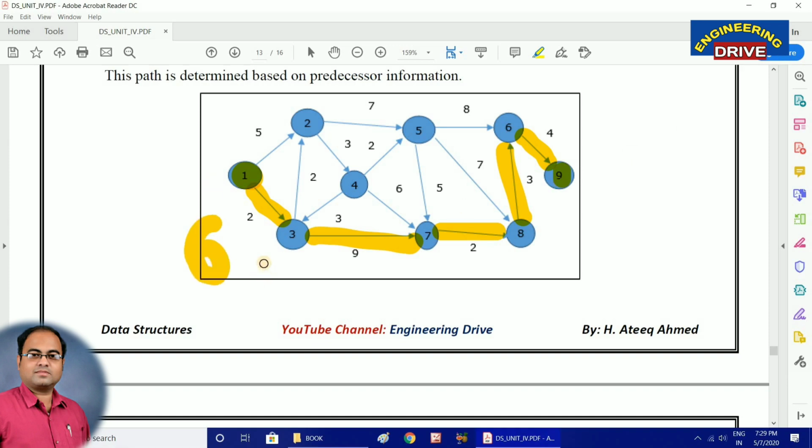Now, sir, there is one more shortest path. What is that? From 1 to 2, 2 to 5, 5 to 6, 6 to 9. So how many vertices are there? 1, 2, 3, 4, 5. So totally we have only 5 vertices.